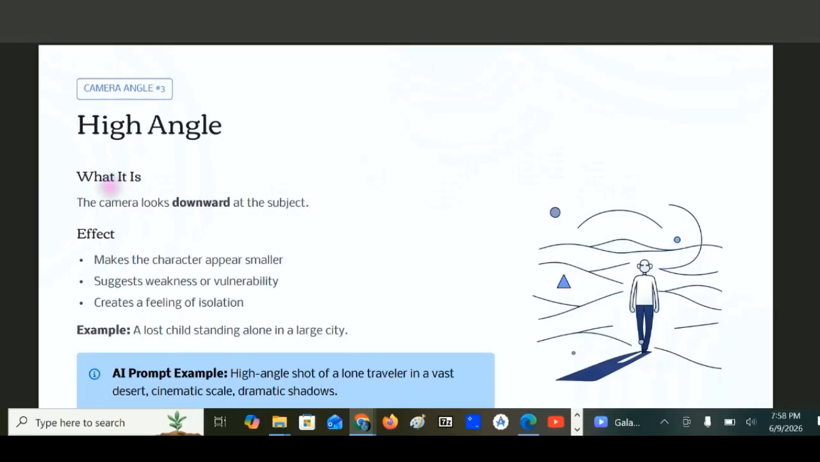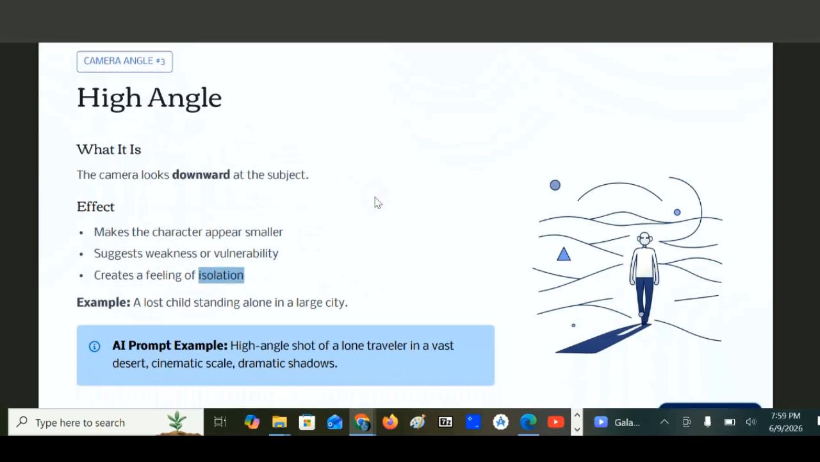High angle. What is it? The camera looks downwards at the subject. So assuming this is the camera, it is looking downward at the subject. The effect: it makes the character appear smaller, suggests weakness or vulnerability, and creates a feeling of isolation. That's the work of a high angle. Example, a lost child standing alone in a large city.